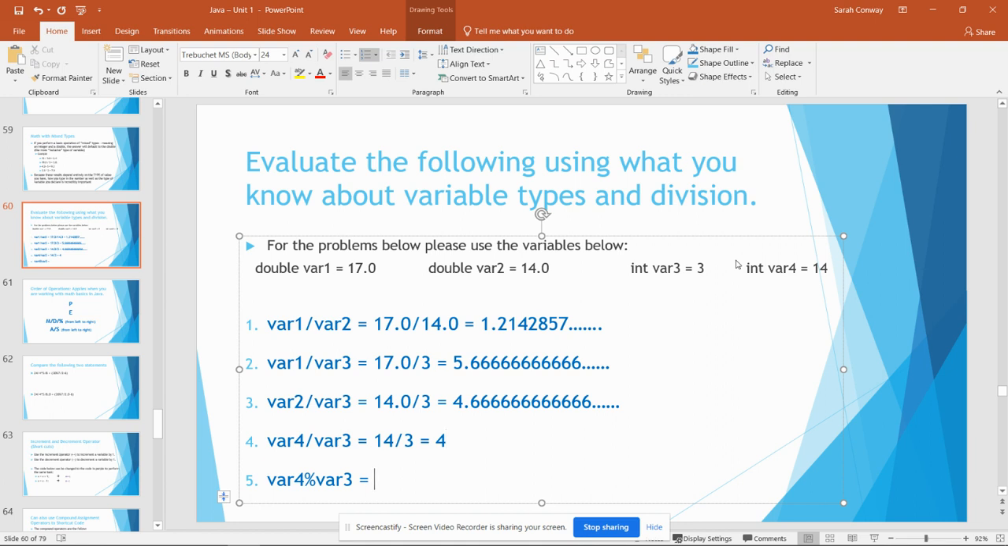And lastly here we have 14 modulus 3, and remember the modulus finds the remainder after this division here. So 3 times 4 is 12, which means we have 2 left over to get to 15, so our modulus operator here would be 2. So just really paying close attention to variable types and how division and the modulus operator will work.